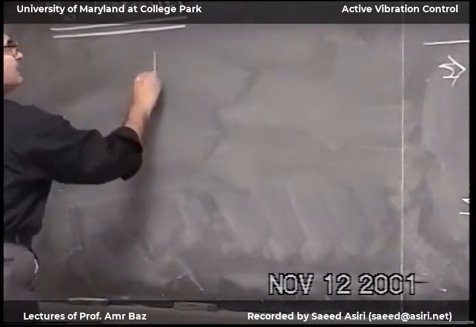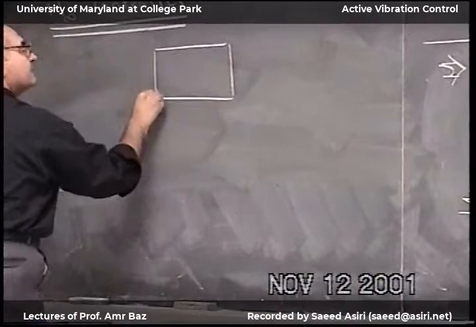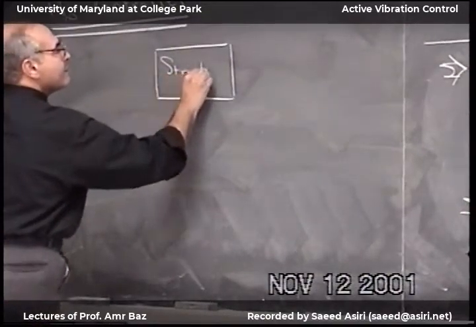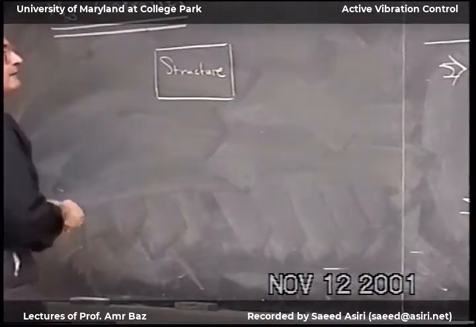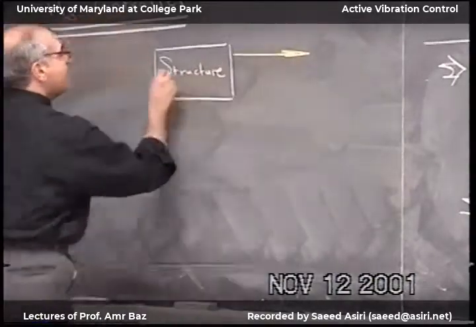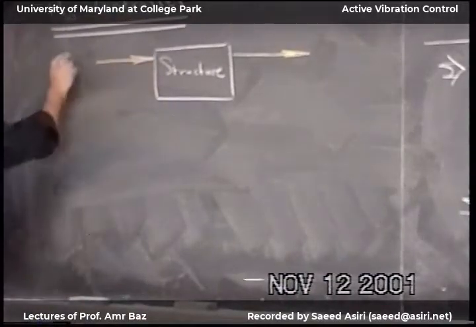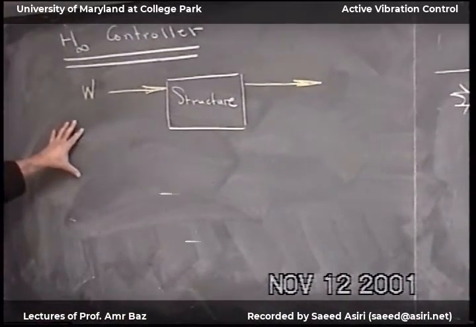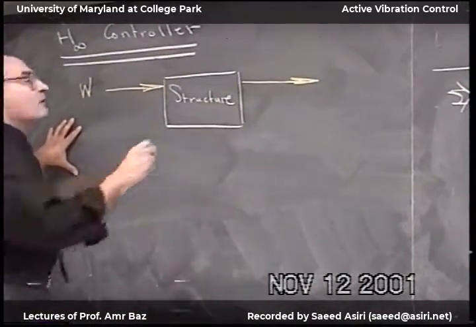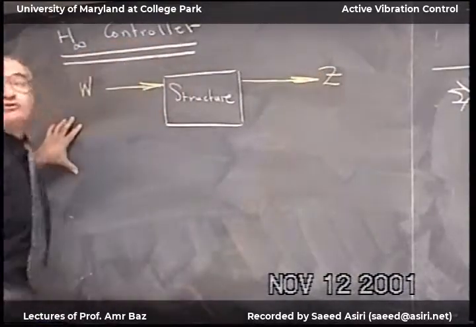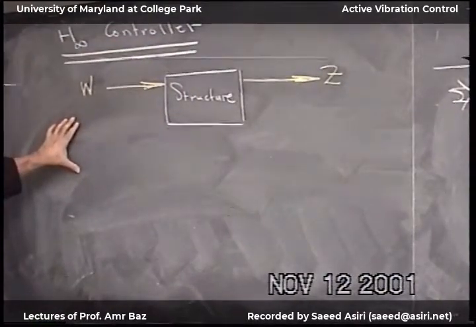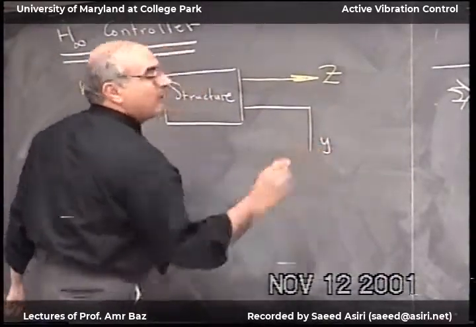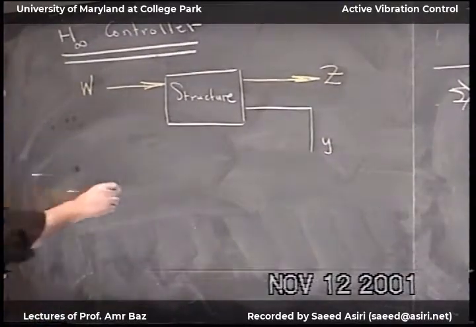And I'll have, this is my structure. And the structure has disturbance acting on it. And then the equations that I put here, I had two types of outputs. One output that I like to control, one output that I am measuring. So what I am measuring is y.